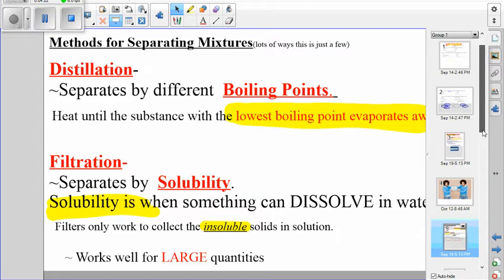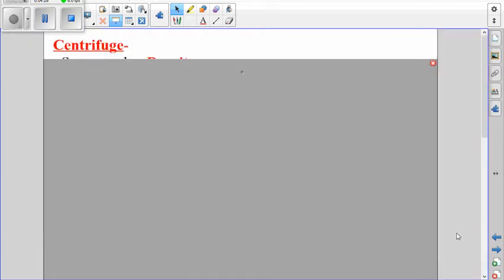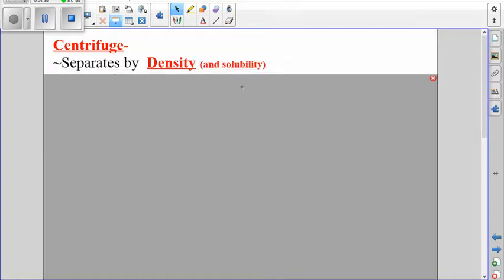Okay. So now that brings us to the centrifuge. The centrifuge is good because it separates things by density and solubility. So it's a little bit of a mixture of both. Filters are only good if there is a difference in solubility. For a centrifuge, you need that difference in solubility, but you also need to separate them by density.